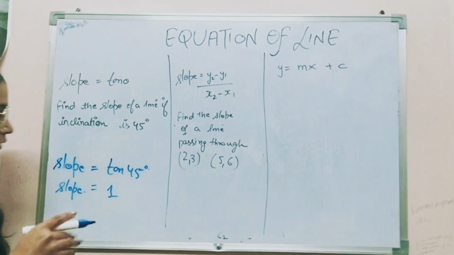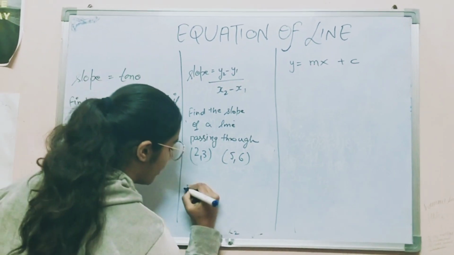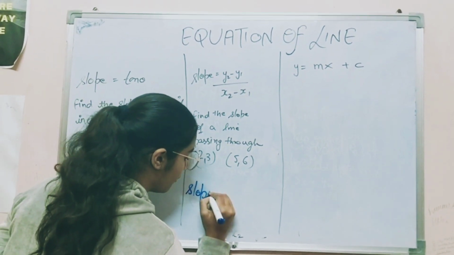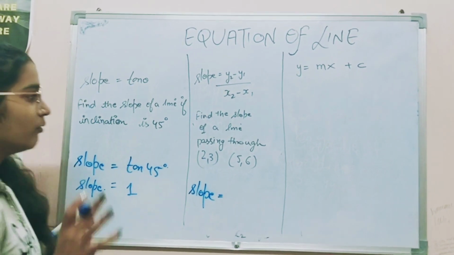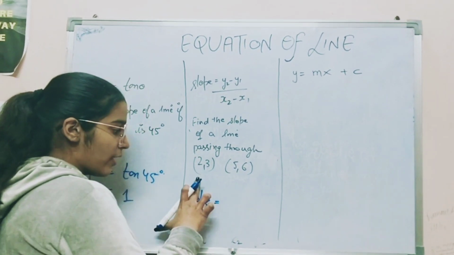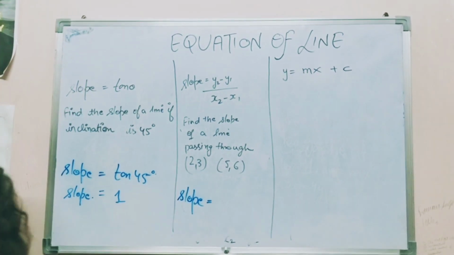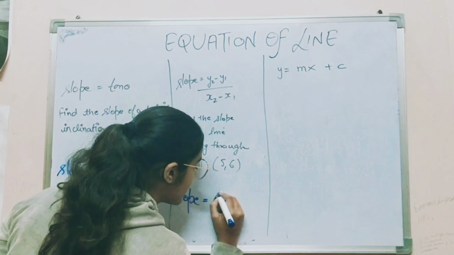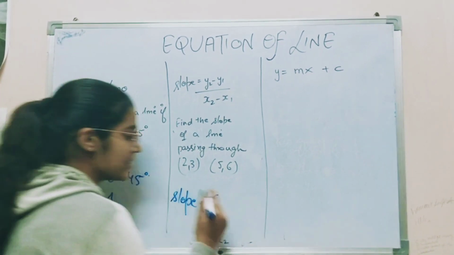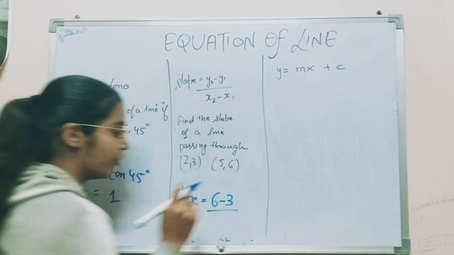So here we are going to find the slope again, but this time we are having two ordered pairs. So let's substitute the values. As I told you, this is our x1, this is our y1, this is our x2, this is our y2. First we have to substitute the value of y2. Here y2 is 6 and y1 is 3, so 6 minus 3 according to the formula.